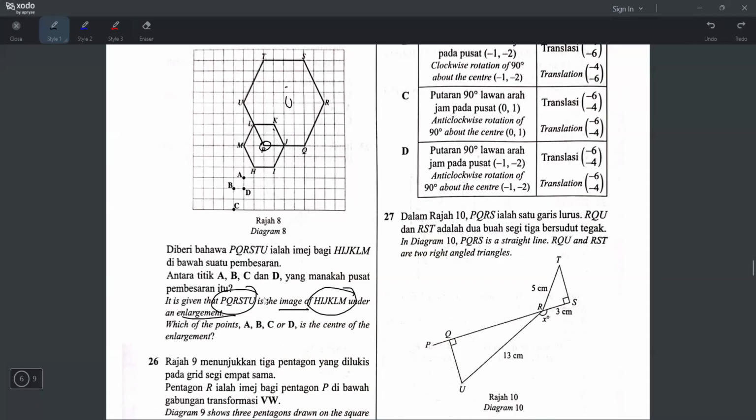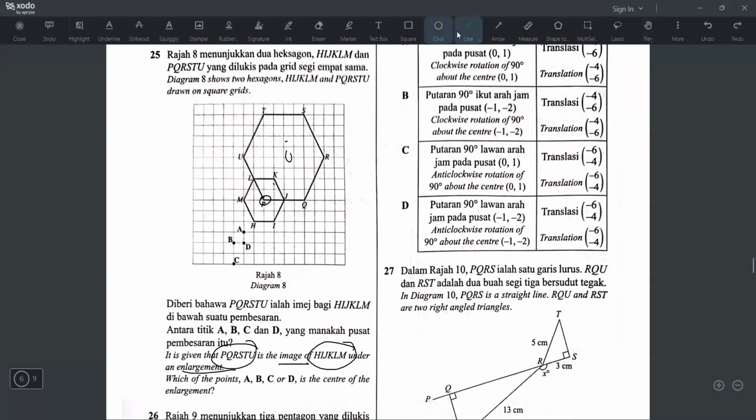Okay, so which of the points ABCD is the center of enlargement? How do you find center of enlargement? Senang saja mah, just buat garisan saja. So the method to find center of enlargement is to lukis garisan. You just sambung the line. But when you sambung, you have to sambung to the corresponding point. So the corresponding point for U is M. So just draw a line like this.